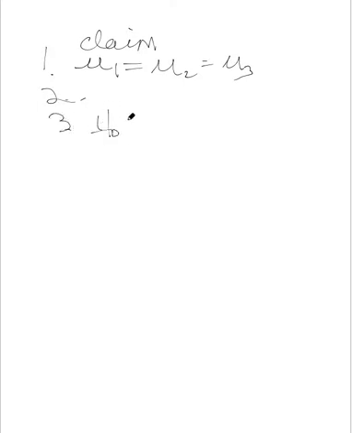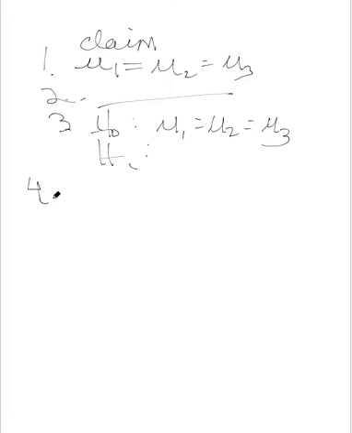Step 3, my null is that mu1 equals mu2 equals mu3. H1 is that they are not all equal. Again, I can take the wording from number 2. Step 4, my alpha is 0.05. Step 5, I'm using the F-test statistic, the ANOVA test. Step 6, I will go ahead and enter everything into my calculator.